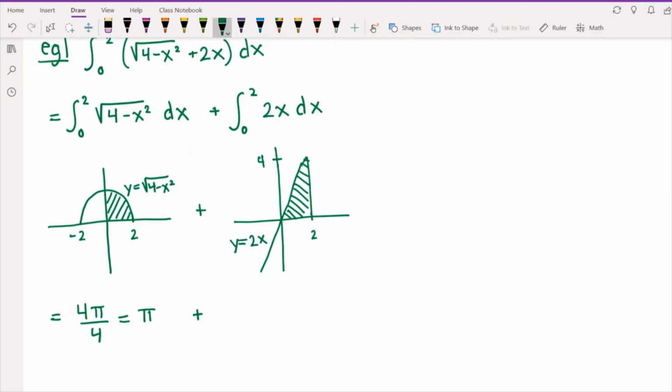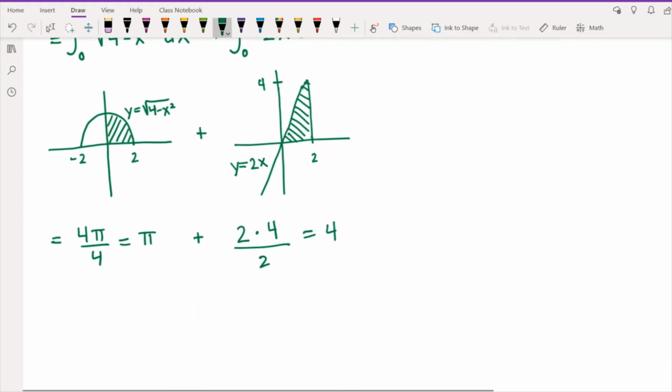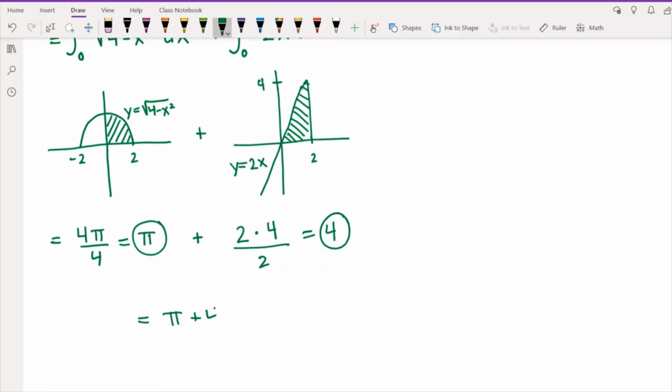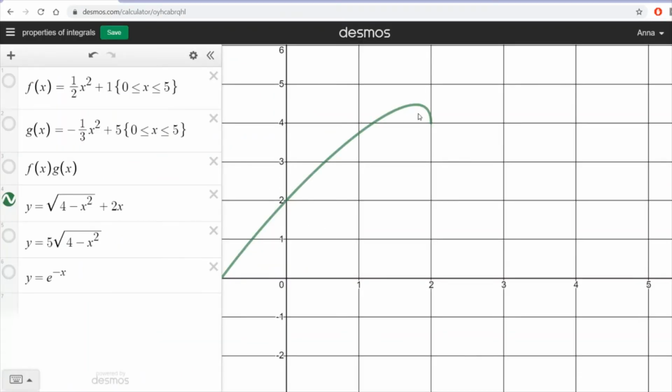And so the area of this would be base times height over 2. So the base is 2. The height is 4. And so we get an area of 4. And so altogether, our total area is going to be pi plus 4. And yeah, that is our answer. So pi plus 4. And that is truly equal to the area under this strange curved graph.